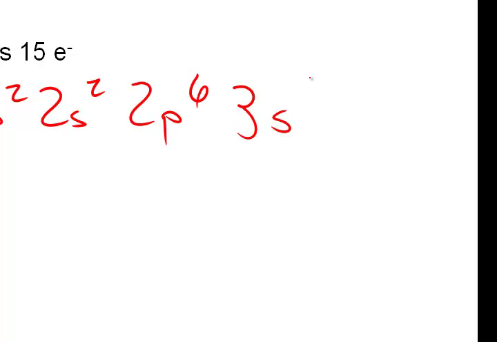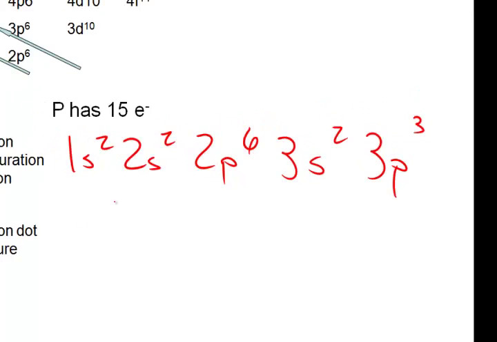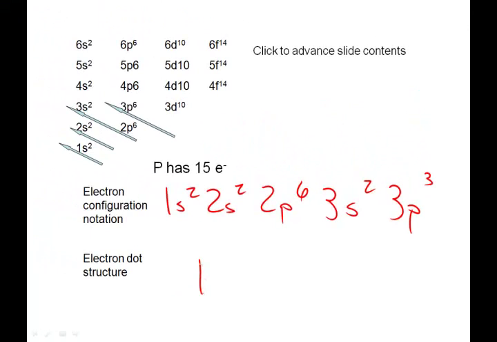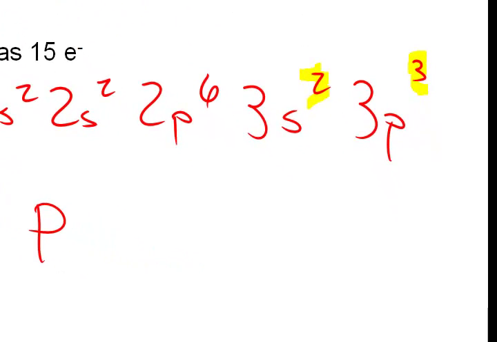Moving on from silicon to phosphorus: 1s2, 2s2, 2p6, 3s2, 3p. We're just going to add one more, so that'll be 3p3. And the electron dot structure will show the outer electrons. That would be these 2 and these 3. So the first 2 will be paired, but remember, these will go into separate orbitals before they pair.